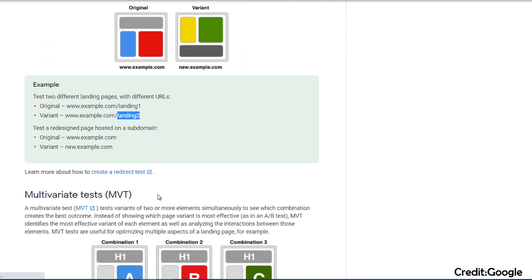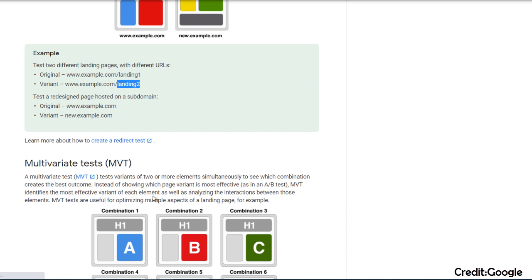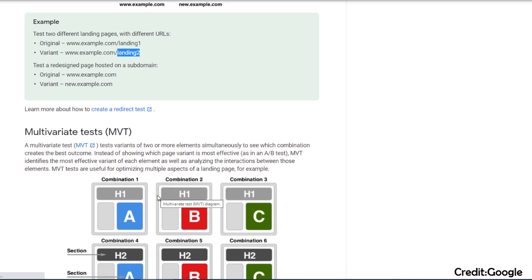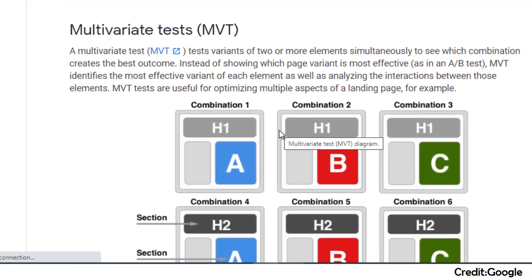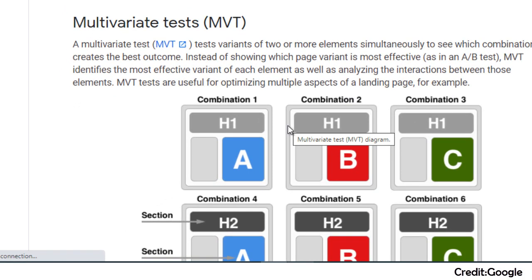And the last test, which I'm going to talk about, even though I don't use it too often, and this is only when you're driving significant amounts of traffic, is the multivariate test, which tests many variants of an element simultaneously to see which combination creates the best outcome.